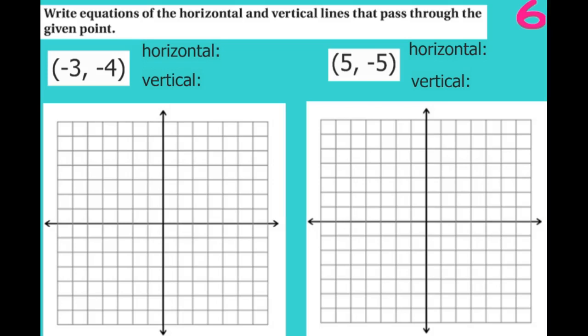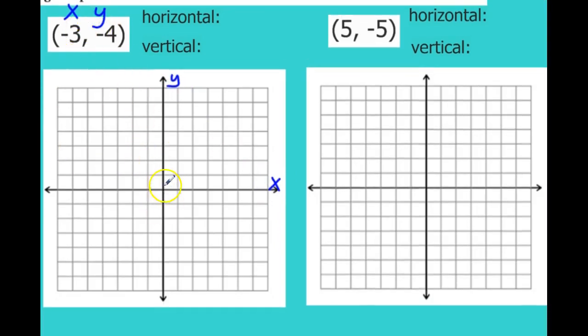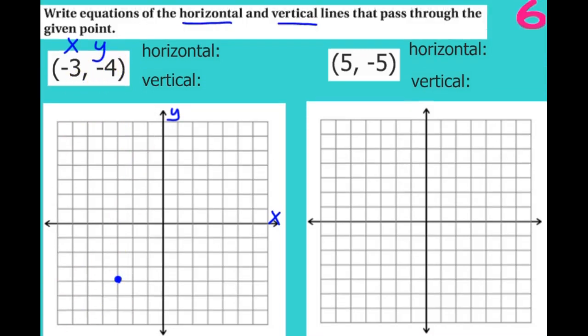Alright, our next two. These ones are actually a lot simpler than you think. It says write equations of the horizontal and the vertical lines that pass through this point. So first, if we just plot this point, x and y, here's x, here's y. X is first a -3, so -1, 2, 3. Y is -4, right there. We can write equations of the lines that are horizontal and vertical.